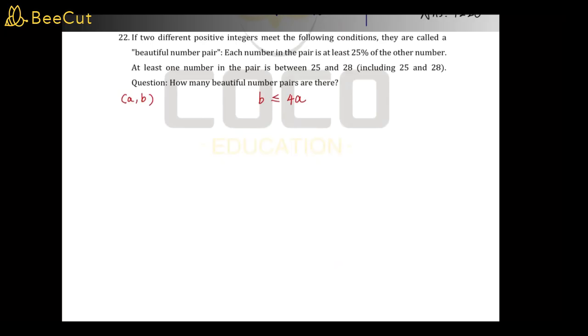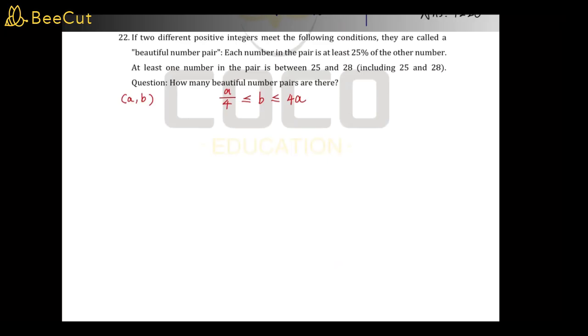So if B is the larger number, A is 25% of B, which means that B is 4 times of A, so B is less than or equal to 4 times of A. And then if B is the smaller number, it is at least 25% of A, which is a quarter of A. So B must be between these two values.